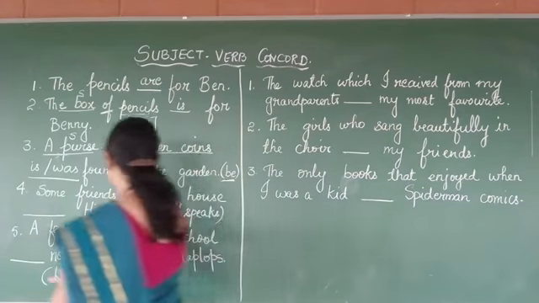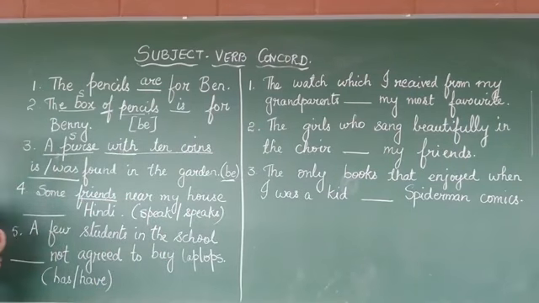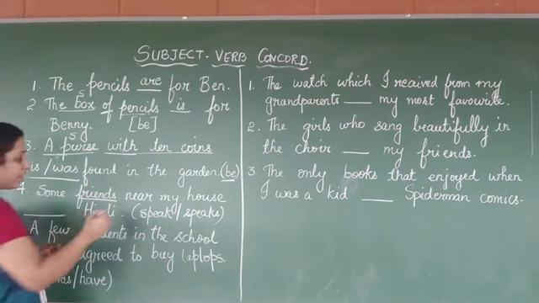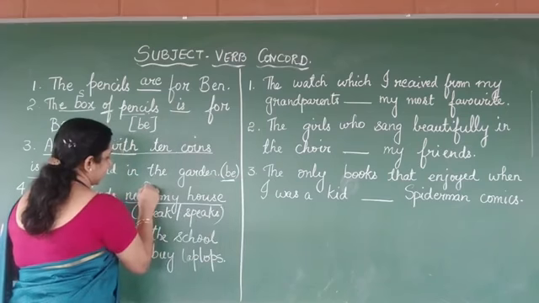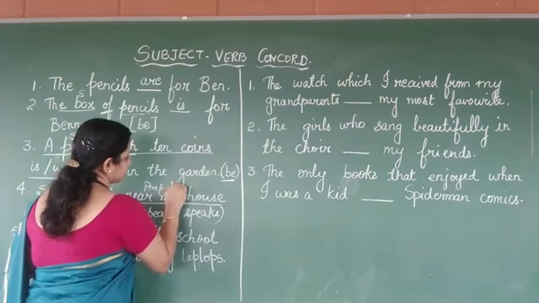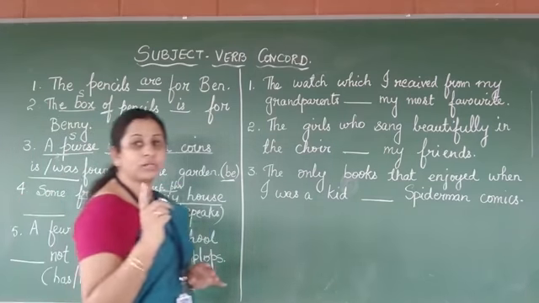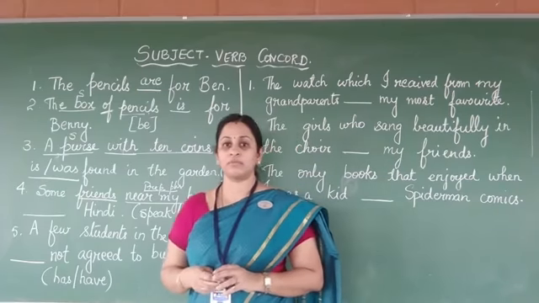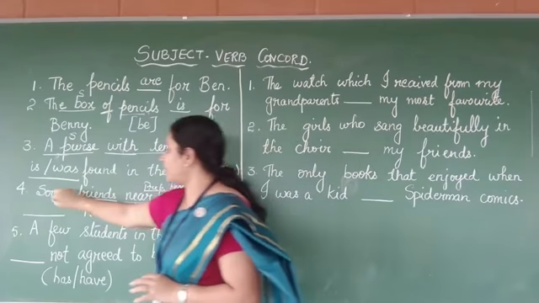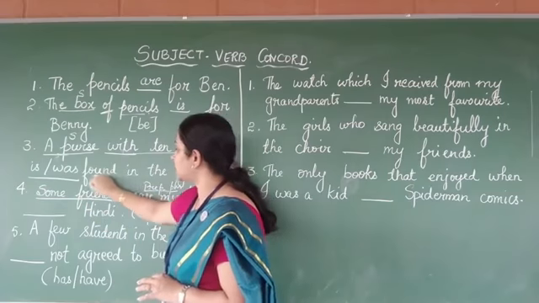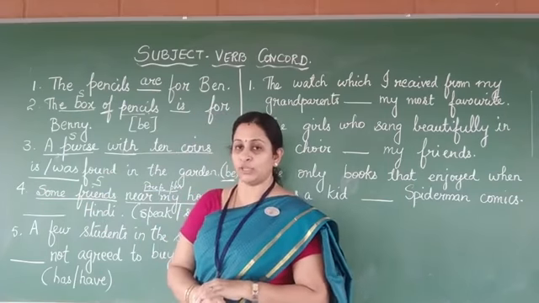We have friends, correct? We have friends. And we also have some friends near my house. This is again a prepositional phrase. Correct? So some friends means we are talking about more than one particular person, more than one friend. So when we have a plural subject, our verb is also going to be plural.